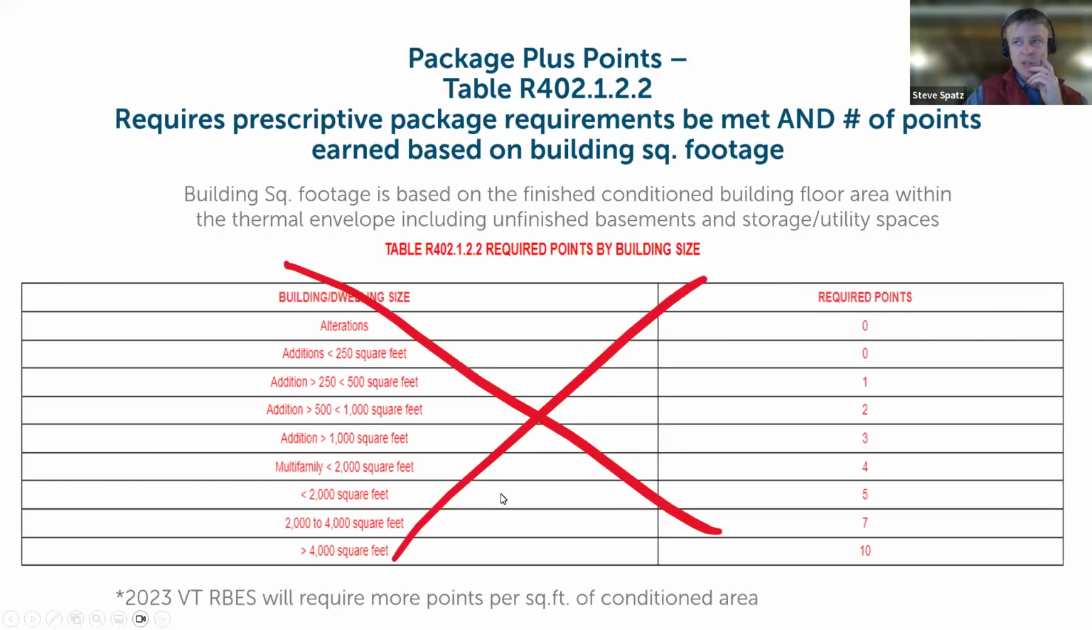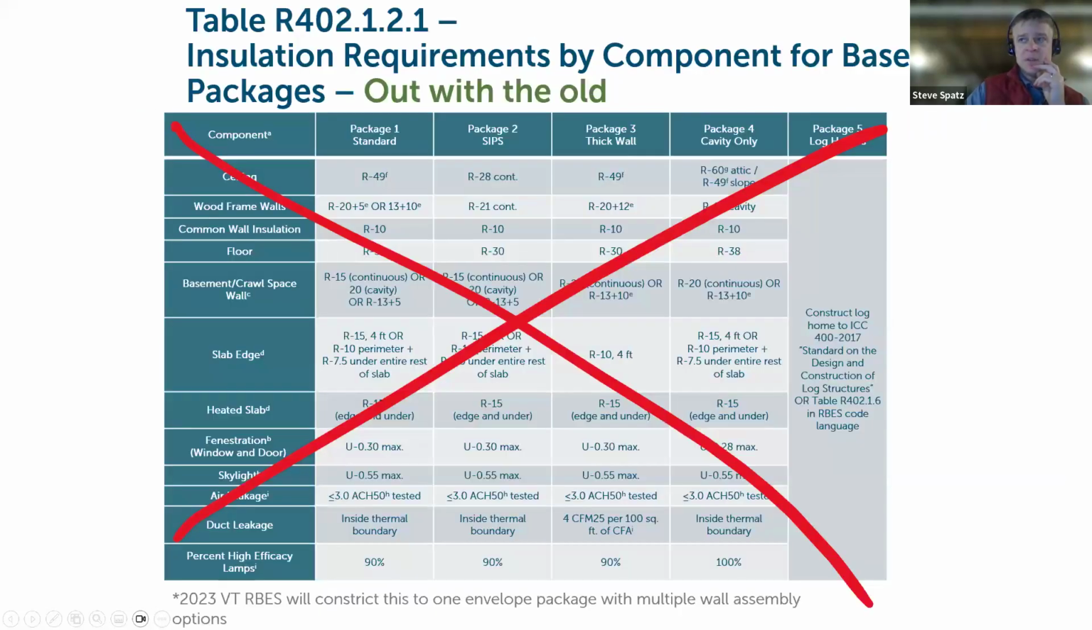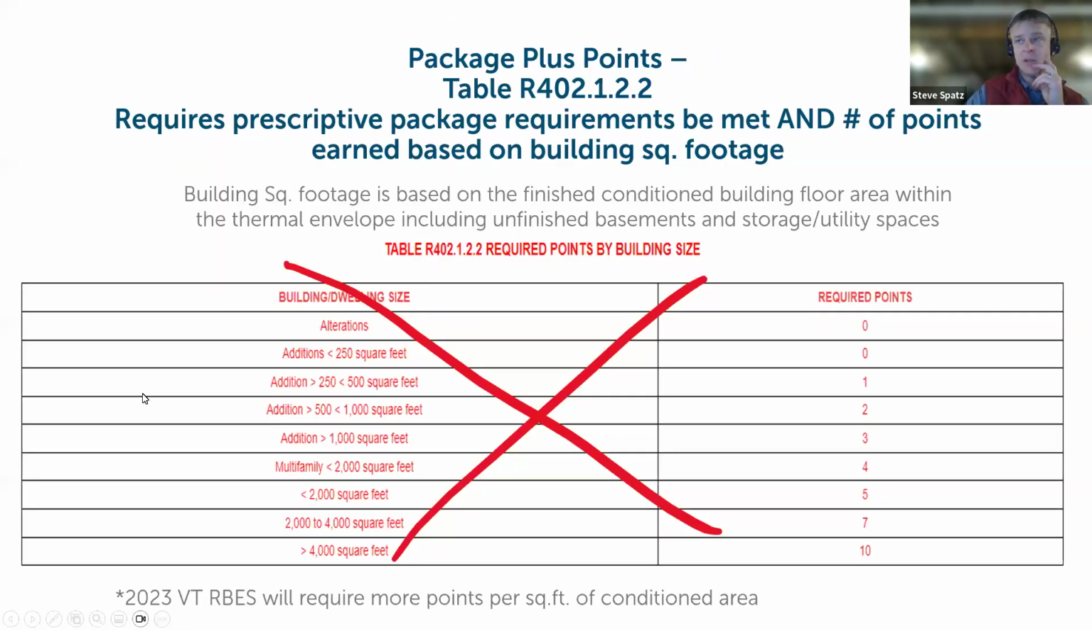Along with that, there were 2 separate points tables in the current code right now, one for base code and one for stretch code. Again, these are points that you need to earn based on the square footage of the conditioned space of the building. So, you know, these packages offered your minimum performance requirements necessary to meet code at a base level. And then depending on the size of the home, you needed to earn points to basically enhance the efficiency of the building beyond that, with flexibility, with options for how this approach is taken.